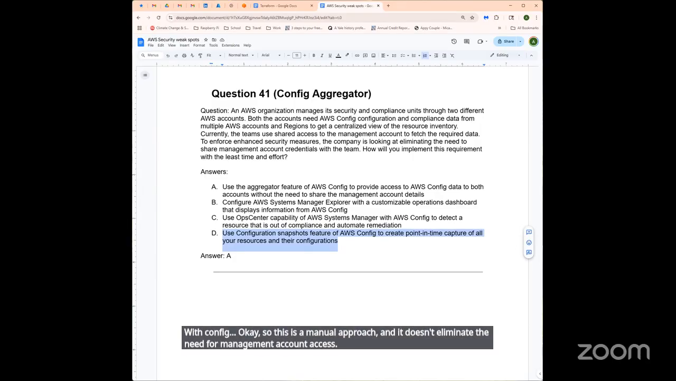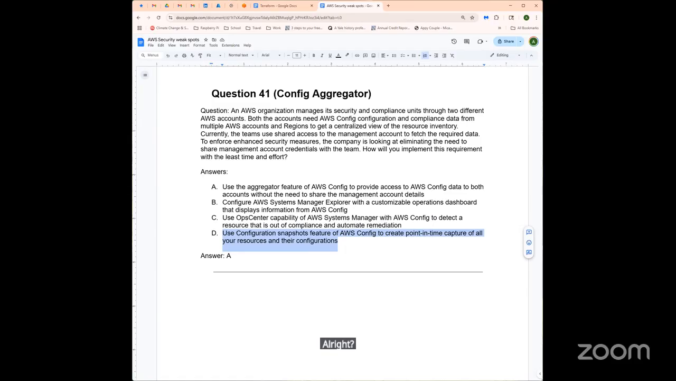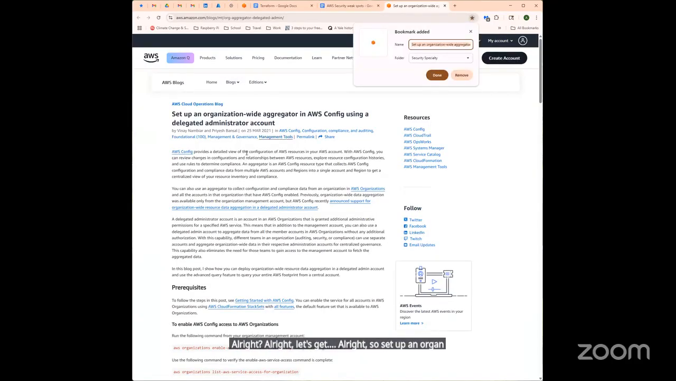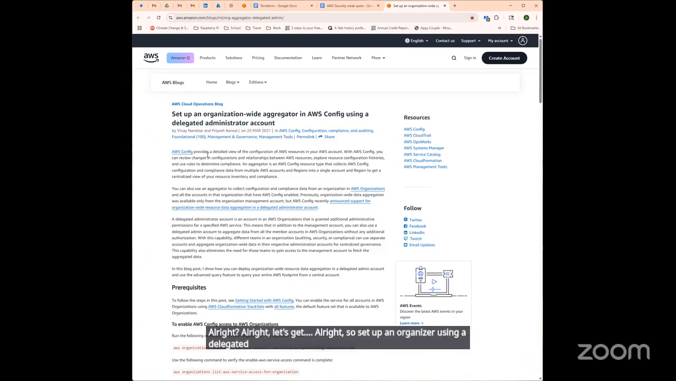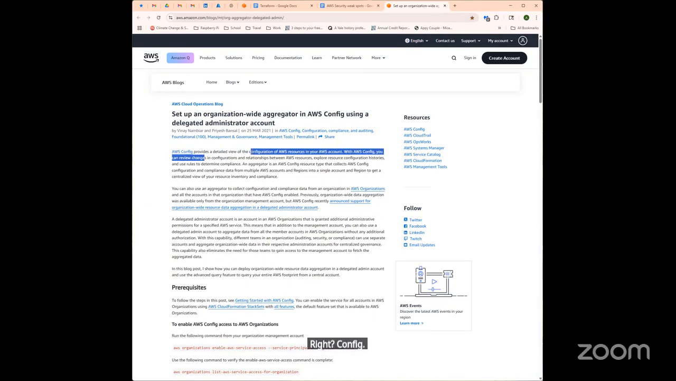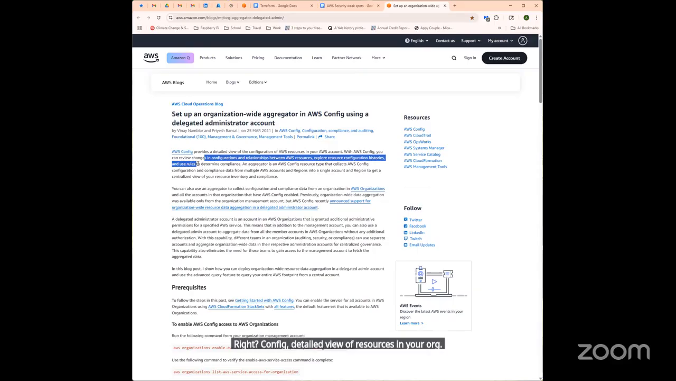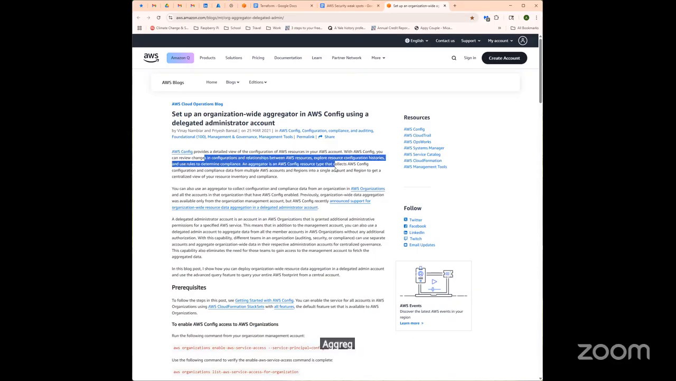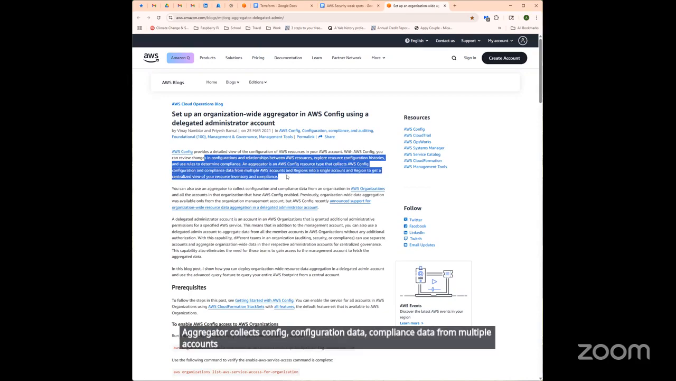All right, let's get. So set up an organizer using a delegated administrator account. Config gives a detailed view of resources in your org, and you can view changes and configurations between resources. An aggregator collects configuration data and compliance data from multiple accounts and regions into a single account and region. That answers it right there.